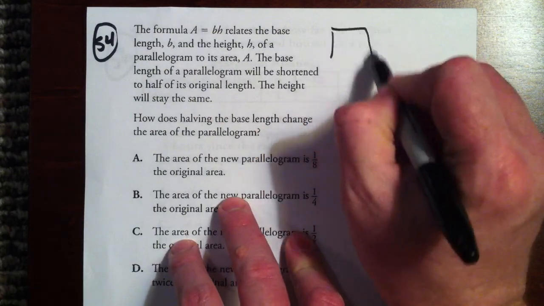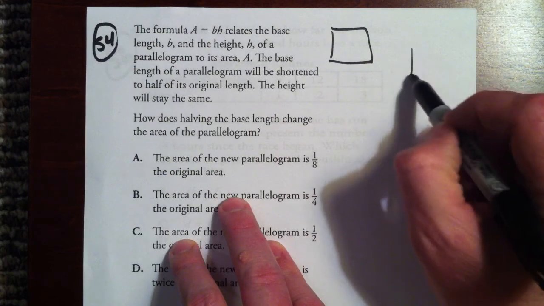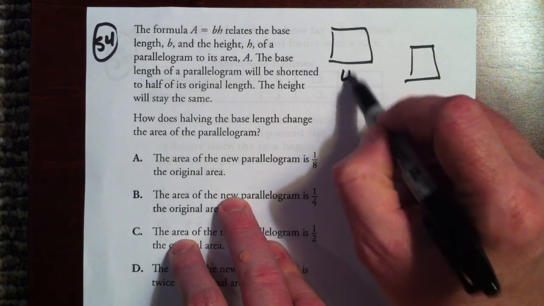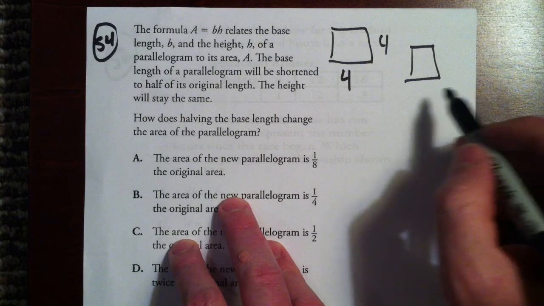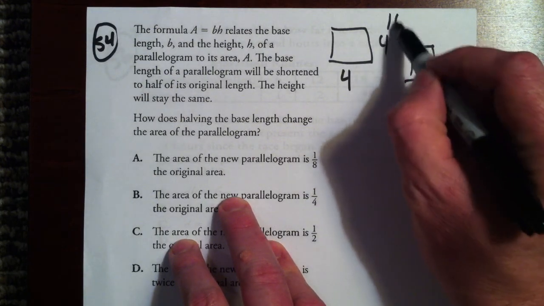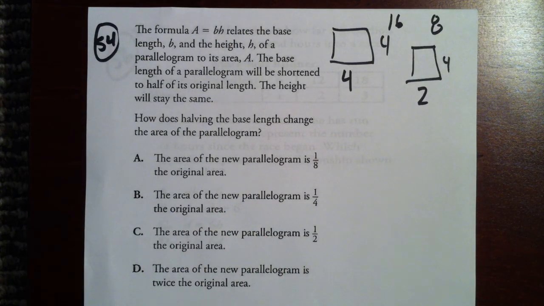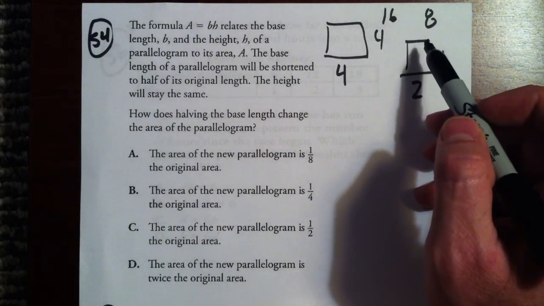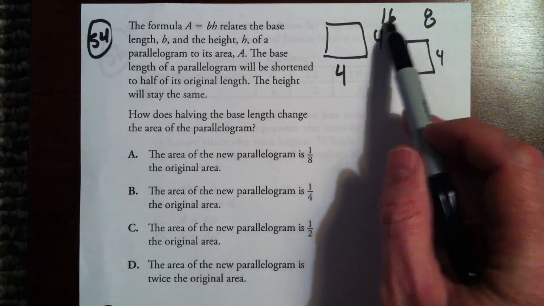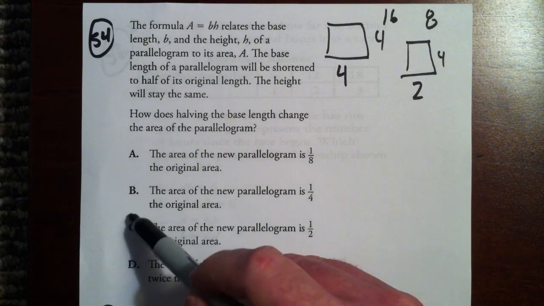Well, let's pretend we have one here, and then we're going to put in half the length. So we've got another one here. Let's say we had 4 by 4 here, and then we're going to cut this in half. We're going to say 2 by 4. So the area of this one is going to be 16. The area of this one is going to be 8. We're going from 16 to 8. Isn't 8 half of 16? The area of the new parallelogram is half of the original area. Choice C.